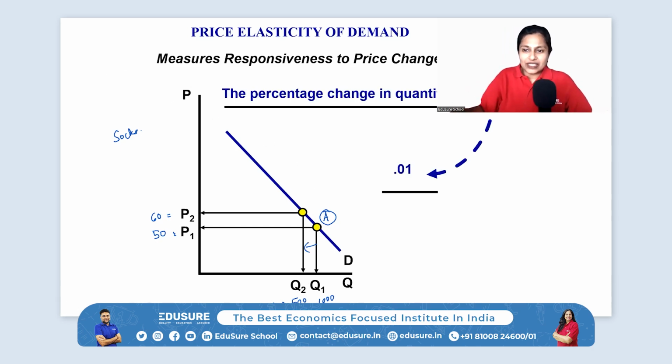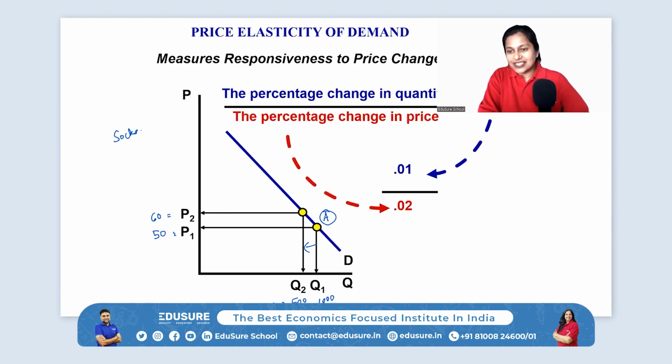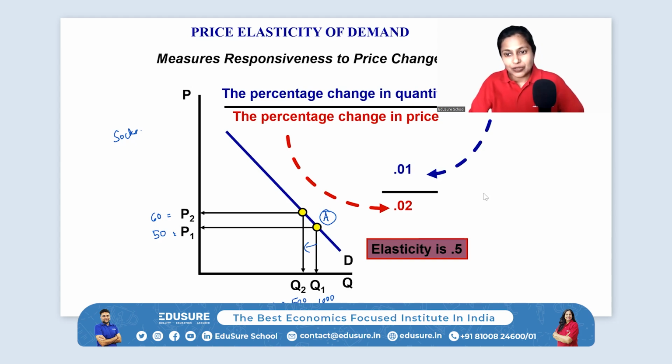So percentage change in quantity comes in the numerator. Percentage change in price comes in the denominator. And finally, what you get is elasticity. Okay, so in this case, the elasticity is 0.5. 1 by 2 is the elasticity, 0.5. So what is the meaning of 0.5 elasticity? 0.5 elasticity का मतलब है कि अगर 1% प्राइस बढ़ा तो क्वांटिटी आधा % चेंज होगी. Okay, that's the meaning of elasticity.